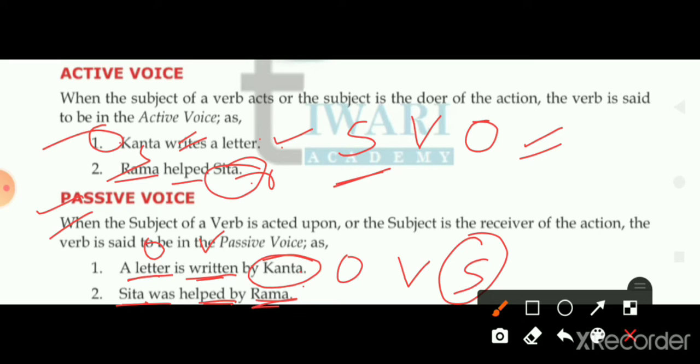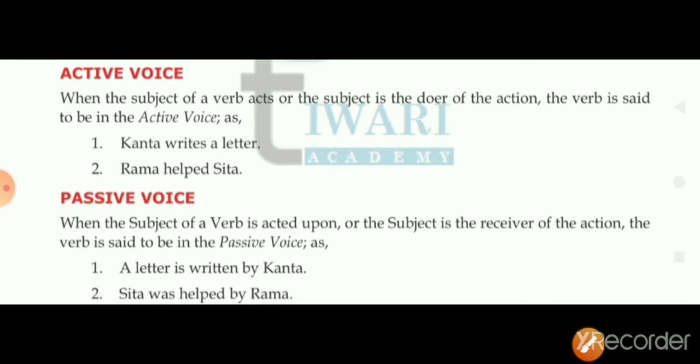So the basic difference between active and passive voice, to identify whether a sentence is in active form or passive form, is that you just have to see that if the subject is the doer of the action, then the voice in the sentence is active voice. And if the subject is the receiver of the action, then the sentence has a passive voice. I hope this part is clear to all of you children.